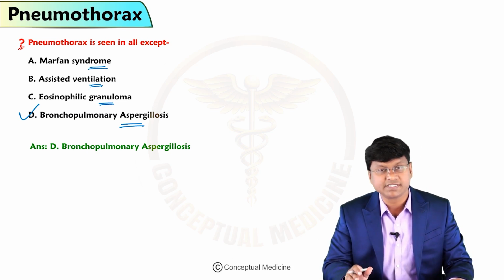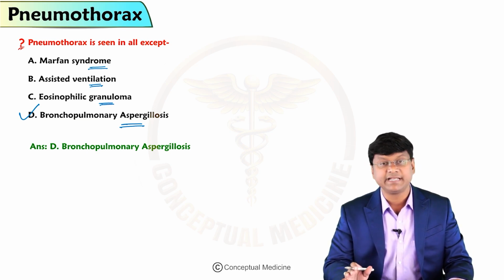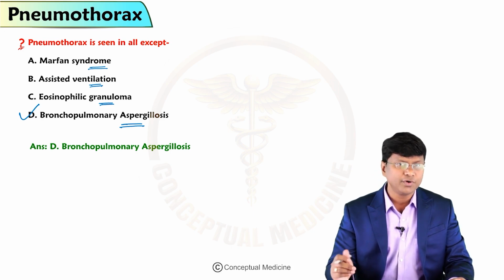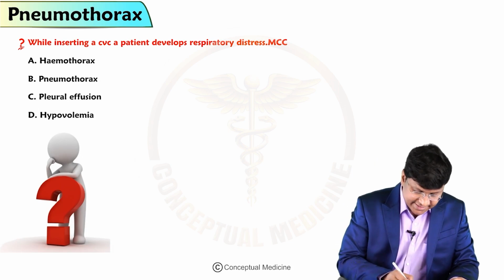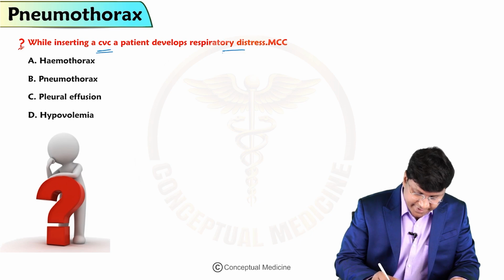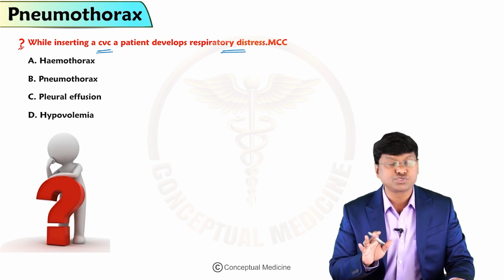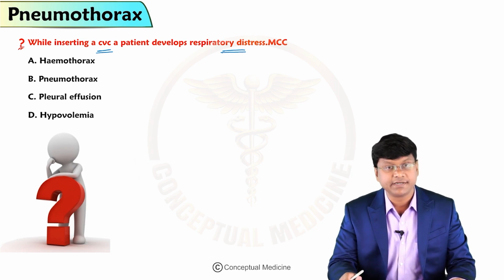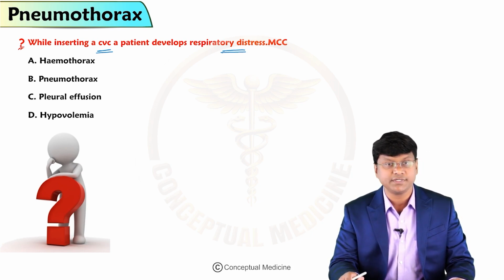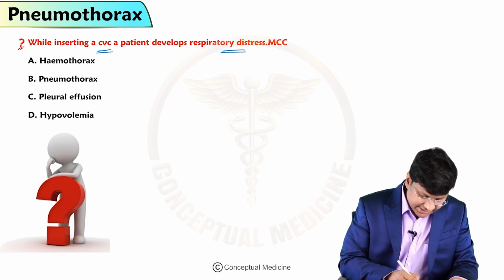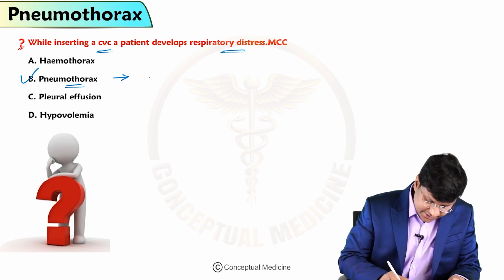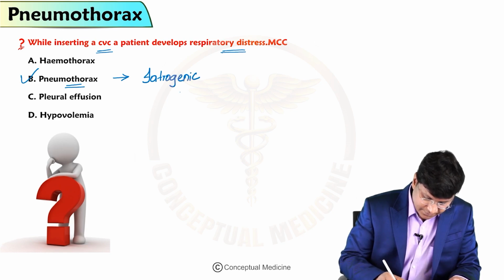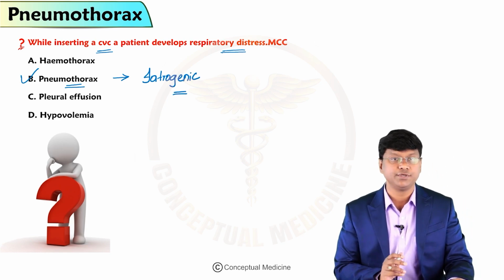Now, after having discussed the etiologies, let me discuss the clinical features. Okay, before going ahead with that, just see one more question. While inserting a central venous catheter, a patient develops respiratory distress. What is the most common cause? The options are hemothorax, pneumothorax, pleural effusion, hypovolemia. The answer is pneumothorax. And what form of pneumothorax is this here? It is iatrogenic pneumothorax.